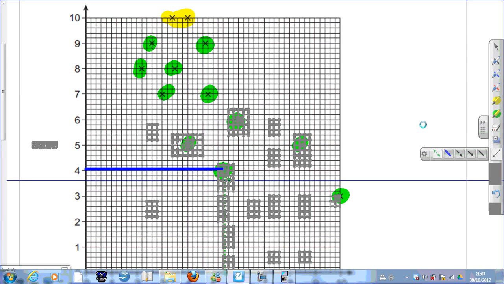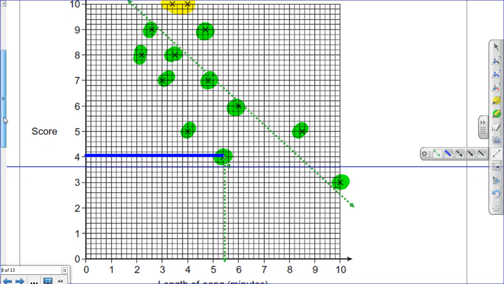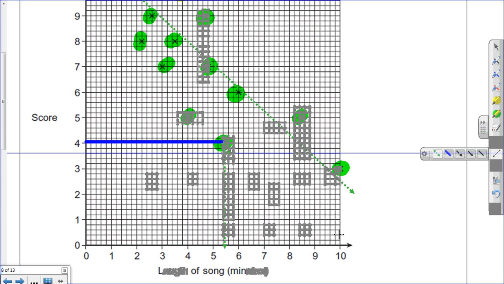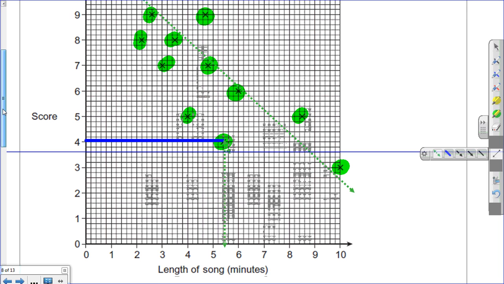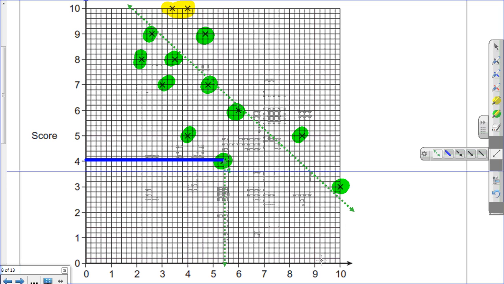The scatter diagram supports, backs up the hypothesis.